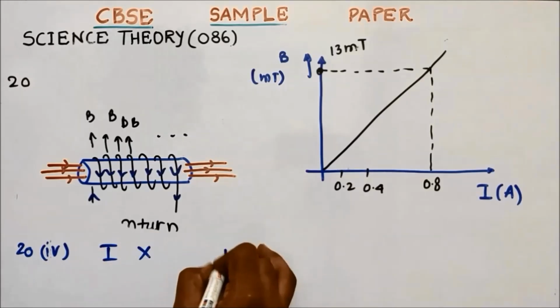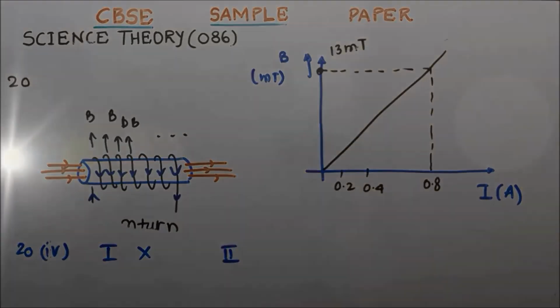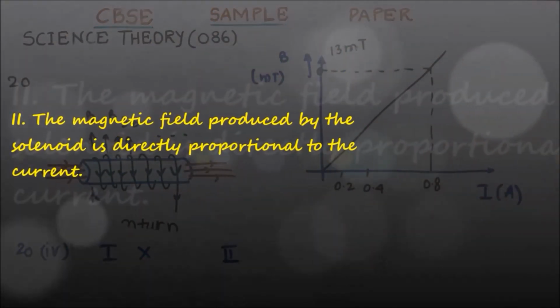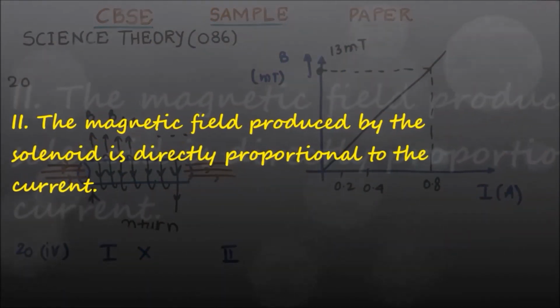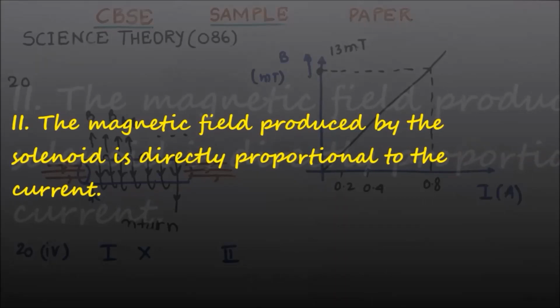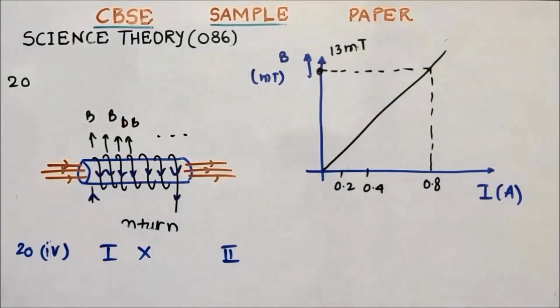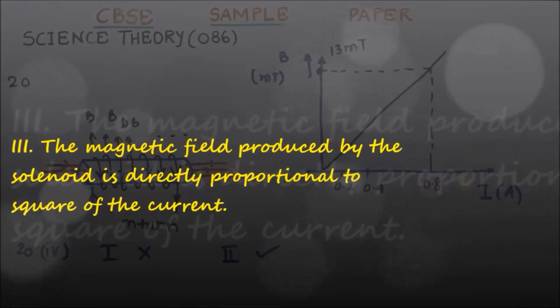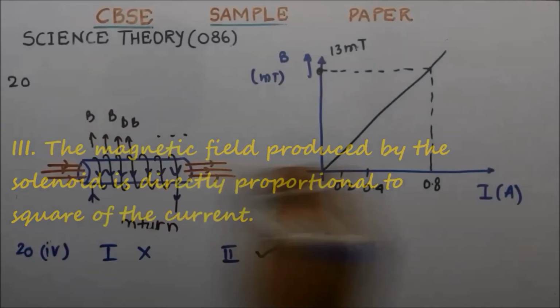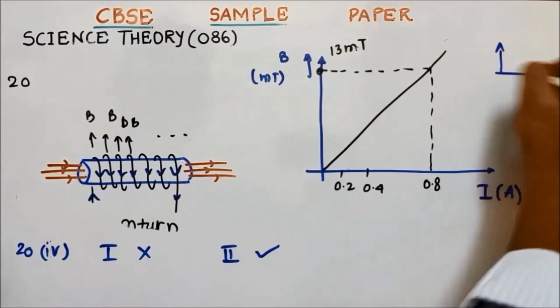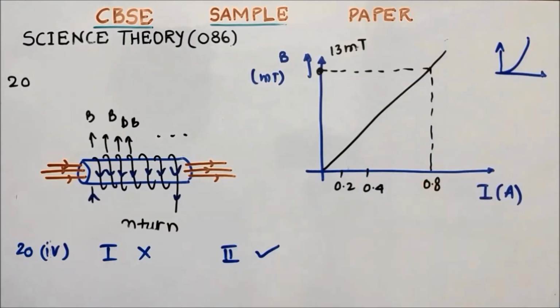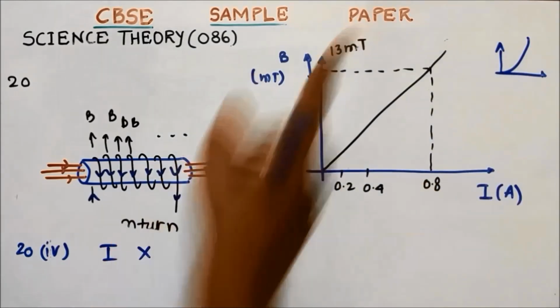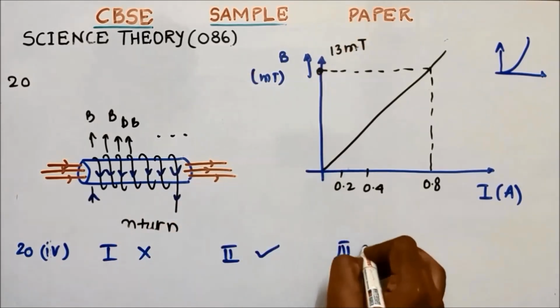Next, 2. The magnetic field produced by the solenoid is directly proportional to current. Yes, that is correct. From the graph I can say that. 3. The magnetic field produced by the solenoid is directly proportional to square of current. No. If it is proportional to square of current, then the graph would look like this. That is not the case here. So it's a straight line. No, the third one is wrong.